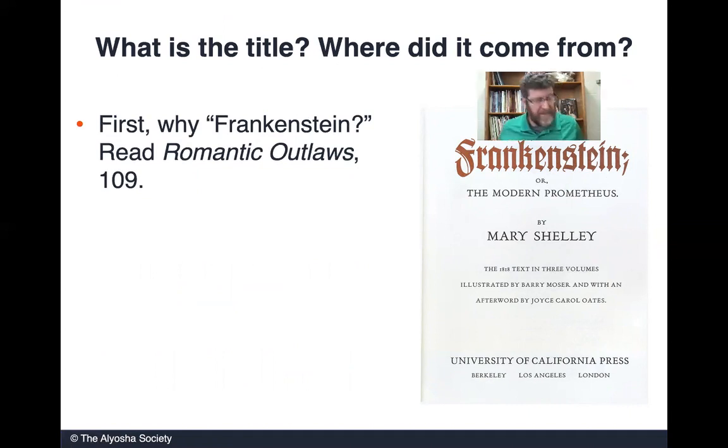Well, first of all, let's talk a little bit about the Frankenstein part. Where did that part of the title come from? Of course, it's Victor's last name in the story, but where did she get that? Well, she was traveling through Europe with Percy Shelley. They were in Germany, and I'm going to read a portion from Romantic Outlaws that kind of explains it.